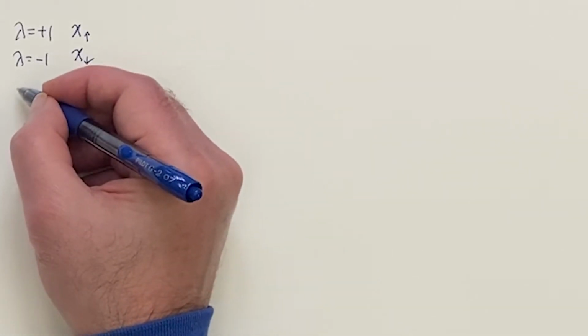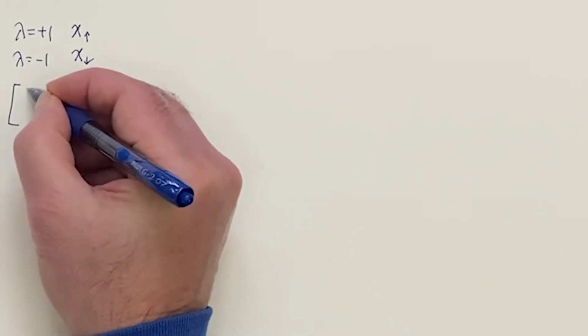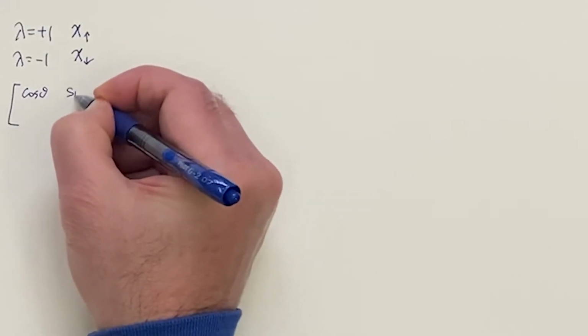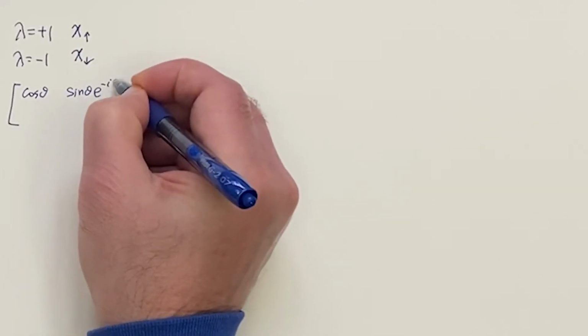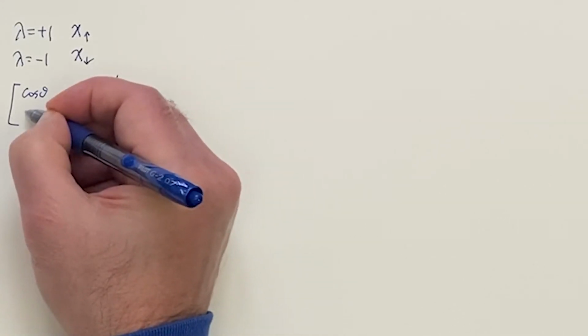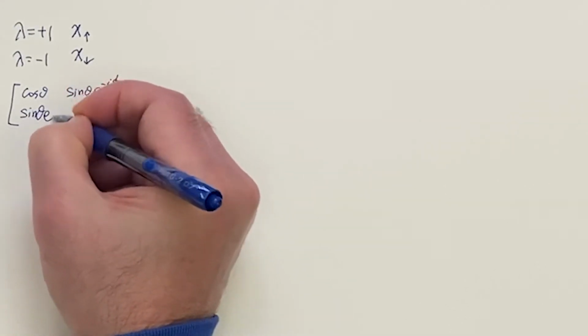So now we're ready to do it. In other words, the cosine of theta, sine of theta, e to the minus i phi. Okay, this is the matrix that we had.